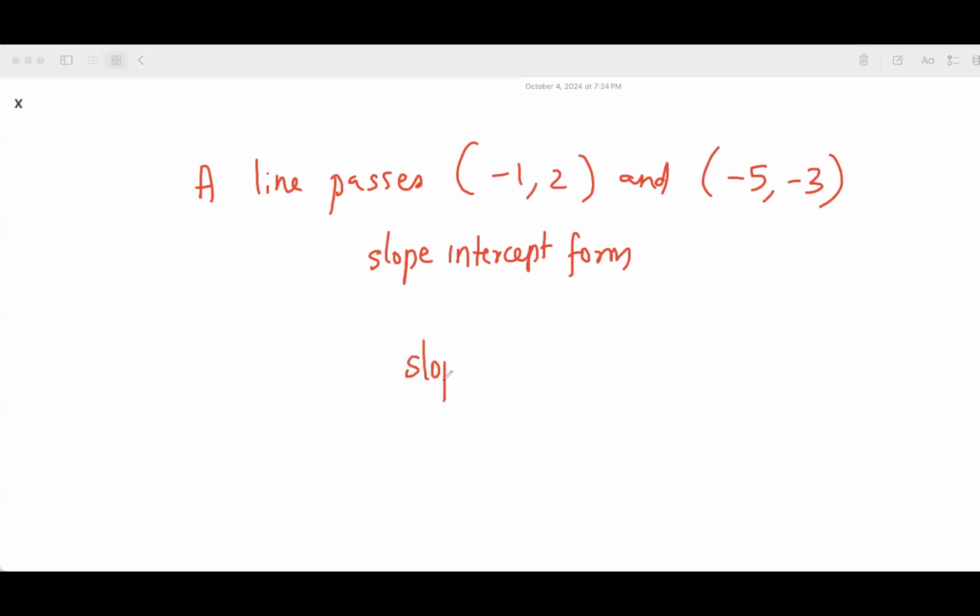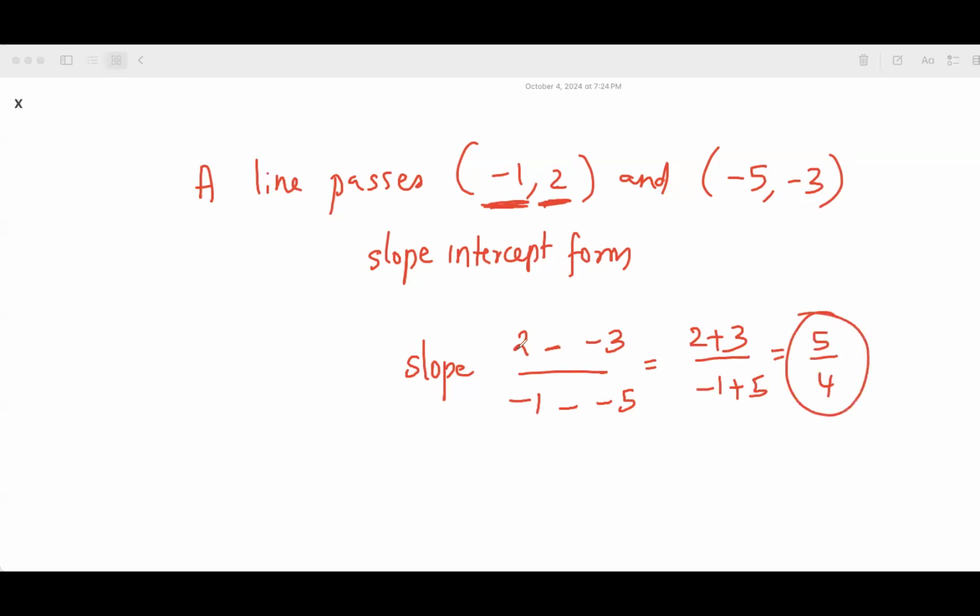So slope is, let's say I start from this. I can start from any point. I'll start from this point, 2 minus minus 3. Then I'll start with the x point, minus 1 minus minus 5. So this becomes 2 plus 3 by minus 1 plus 5. That gives you 5 by 4. That is the slope. Now I can write this out as 5 by 4x plus b.